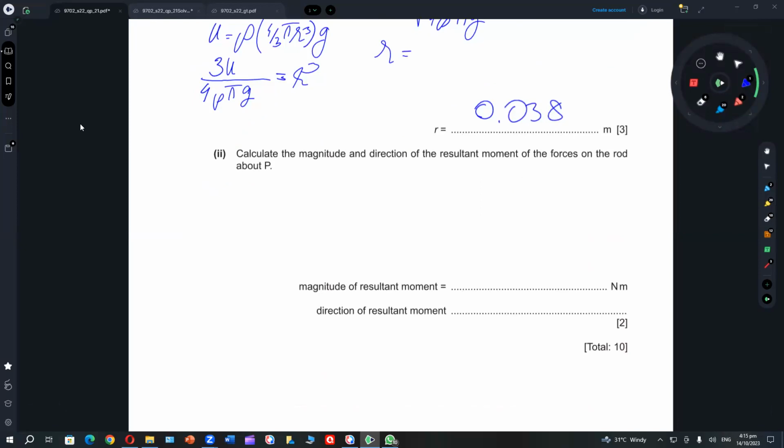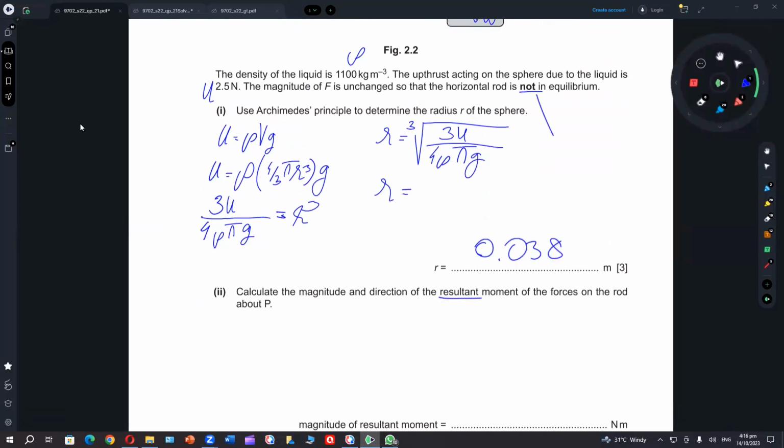Calculate the magnitude and direction of the resultant moment of the forces on the rod about P. When you use the word resultant, it is because the examiner has given us the hint that the rod is not in equilibrium. So when it is not in equilibrium, it must be rotating. Resultant moments in the same direction are added and moments in the opposite direction are subtracted.